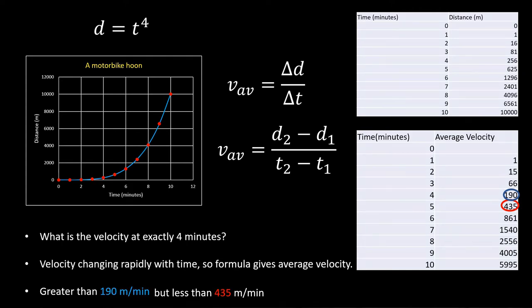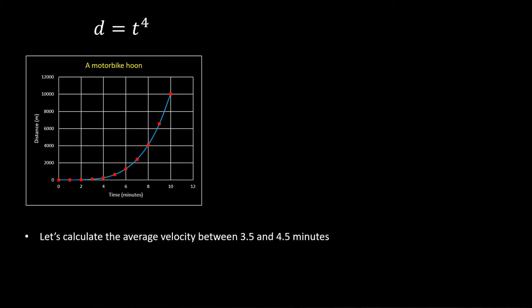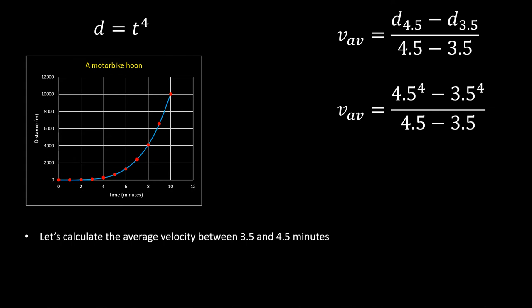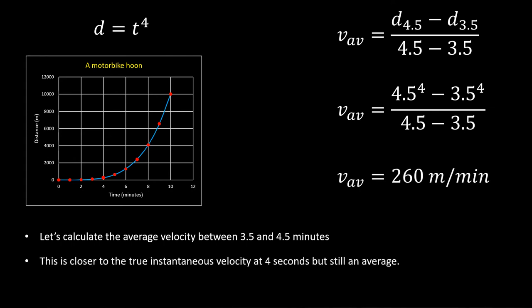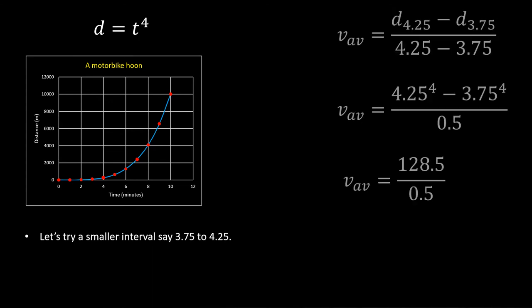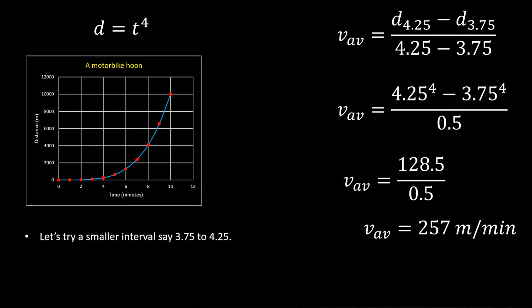However, we can start to get to the real instantaneous velocity at 4 minutes by looking at shorter and shorter time intervals around the 4-minute mark. If we calculate the average velocity from 3.5 to 4.5 minutes, we get 260 meters. If we narrow the time even further to say 3.75 to 4.25 minutes, we get 257 meters.